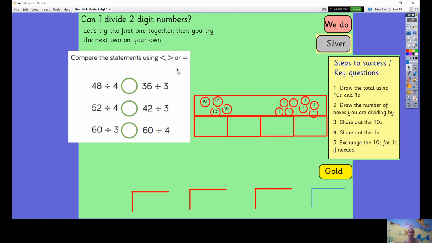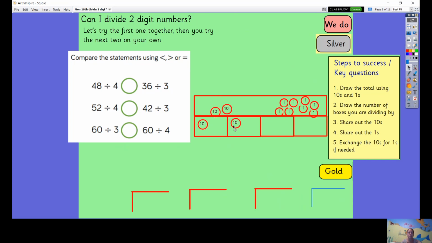We have to use our greater than, less than, or equal symbols to show which is the larger answer. Okay, so we've got 48 divided by 4, and then we've got 36 divided by 3. So you need to use whichever method you are more comfortable with, either drawing a bar model and then writing in the number at the top. So here I've done 48, 4 tens and 8 ones, and then share them out. Or you can do it as a bus stop method. So let's have a little look at that one together.